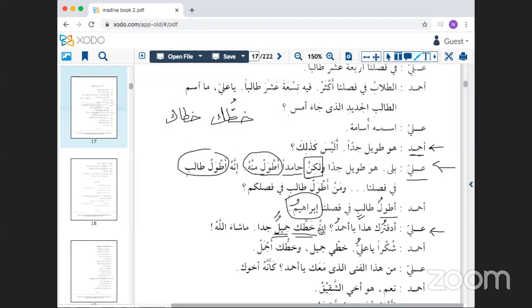So here, as you said, khatti jamilun wa khattuka ajmalu. Now, just a few minutes ago, I said to you guys that ism tafdil, either it's going to have min after it or it's going to be mudaf. So which of the two is this? There's nothing after ajmalu.